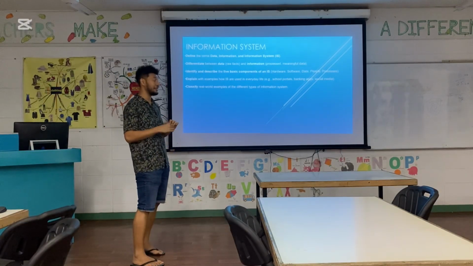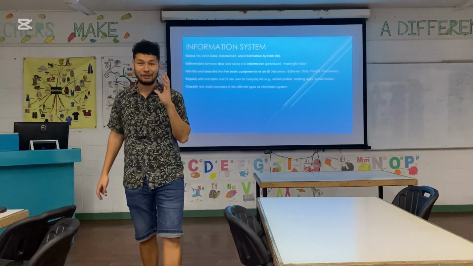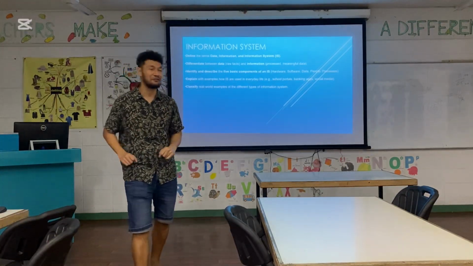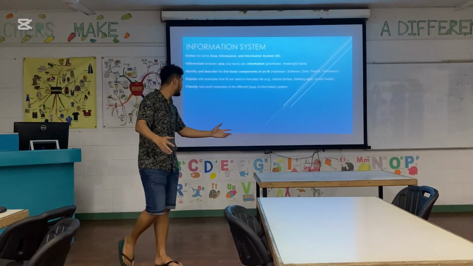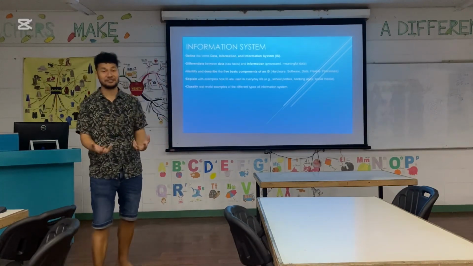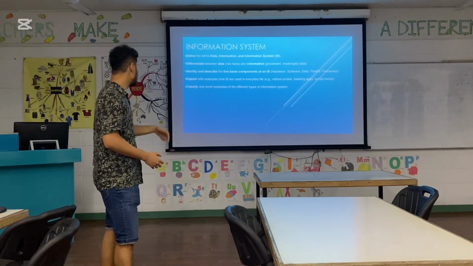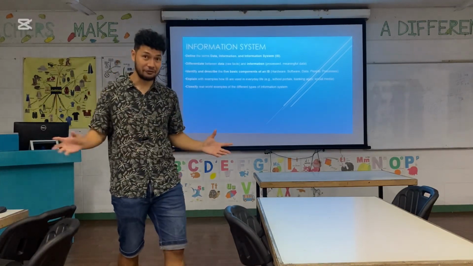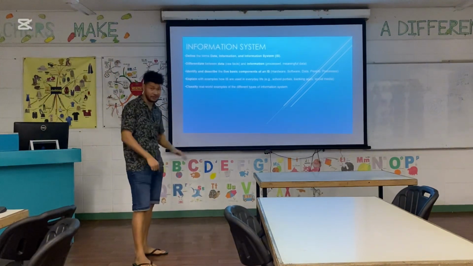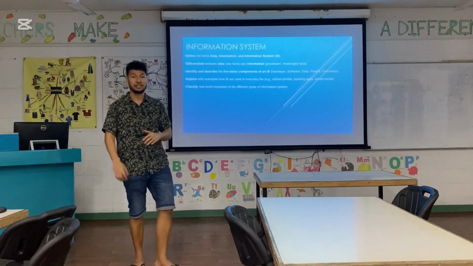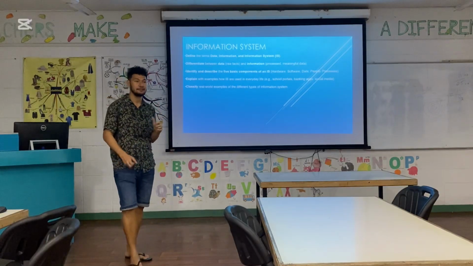Also, we should be able to identify and describe the five basic components of information system. Thirdly, we should explain with examples how information system is used in everyday life. And we should classify real-world examples of the different types of information systems that we have today. So basically, these are the main focus of our class today. At the end of this class, this is what we're supposed to understand.